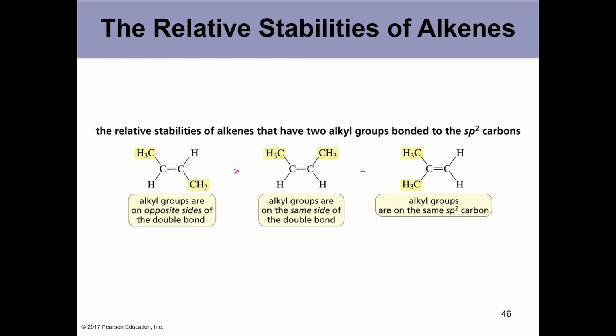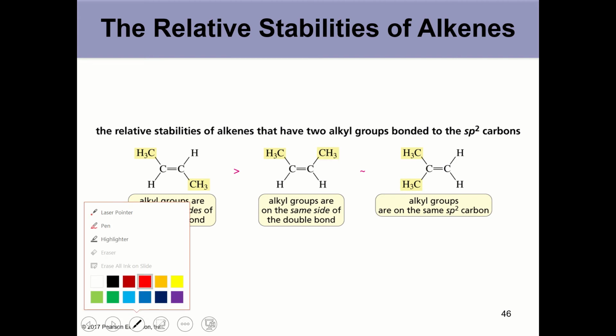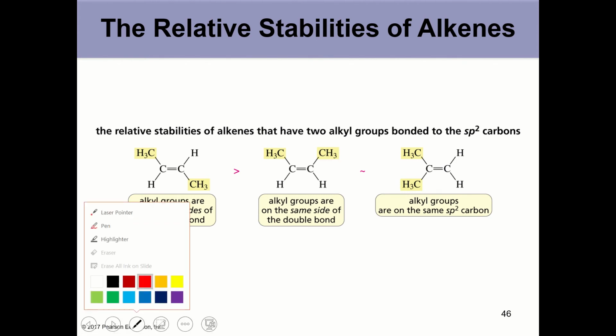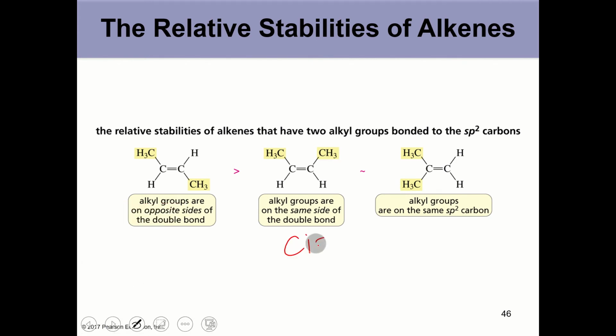So relative stabilities of alkenes that have two alkyl groups, the cis is approximately equal to the geminal disubstituted. So we can say we are comparing the energy of the cis to the geminal to the trans for all of our disubstituted options. And when we compare these, the trans is the most stable, and the cis and the geminal are about the same.